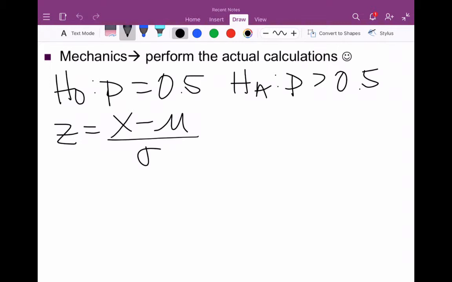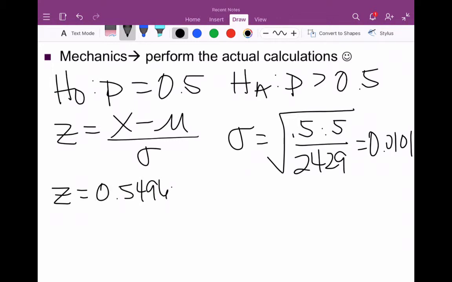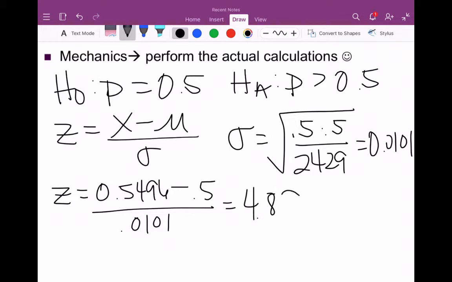So I need to calculate my standard deviation. So standard deviation is going to be the square root of p times q all over n, and there were 2,429 games. So this gives us a standard deviation of 0.0101. Then we calculate our z-score. So z equals 0.5496 minus 0.5 all divided by 0.0101, and this gives me a z-score of 4.89.